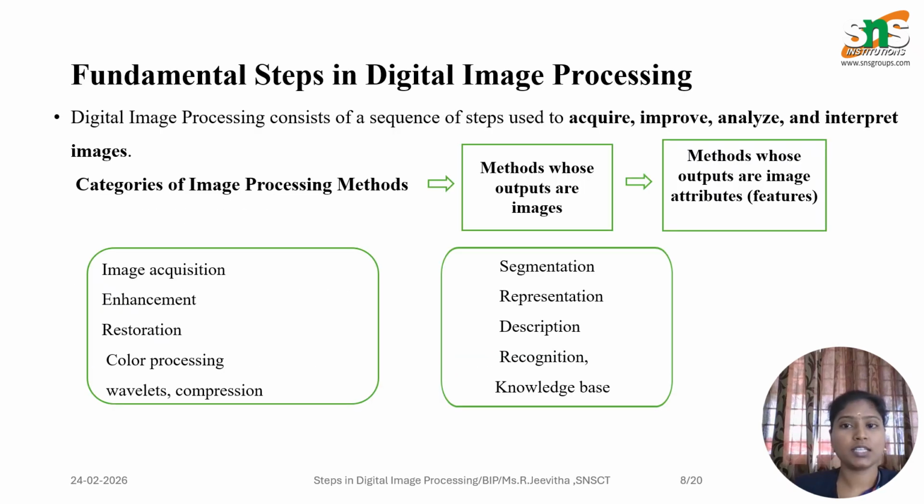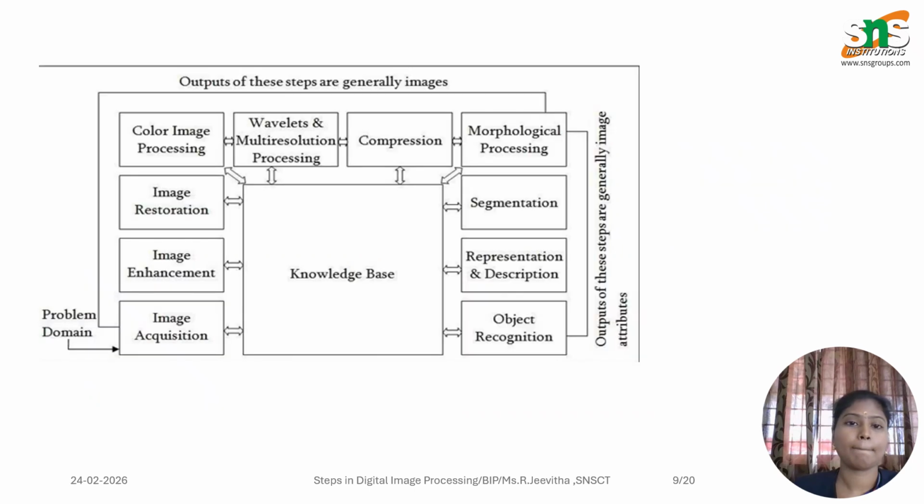Digital image processing consists of several steps used to acquire image, improve image, analyze image and interpret the image. These steps are divided into two categories. First one is methods that produce improved images and second one is methods that extract the image features. And this is the overall block diagram of the steps in digital image processing.